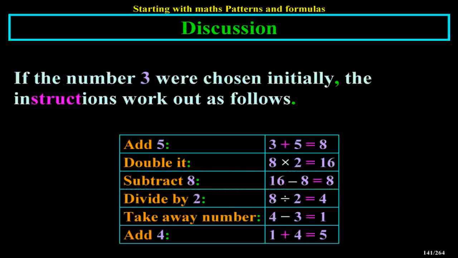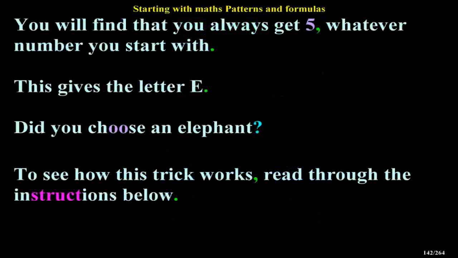Add 5: 3 plus 5 equals 8. Double it: 8 × 2 equals 16. Subtract 8: 16 − 8 equals 8. Divide by 2: 8 ÷ 2 equals 4. Take away the number you first thought of: 4 − 3 equals 1. Add 4: 1 plus 4 equals 5. You will find that you always get 5, whatever number you start with. This gives the letter E. Did you choose an elephant?